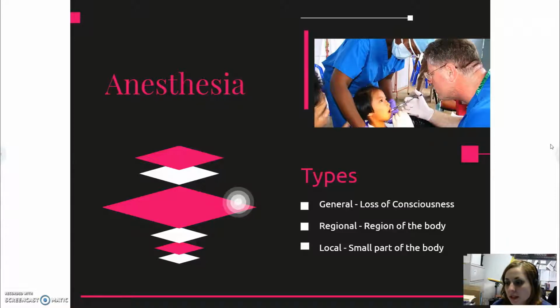Regional is for a section of the body. So an example of that could be an epidural. And then local is for a very small portion of the body, so maybe a tooth or a finger. We're just numbing that one area so that we can work on it.